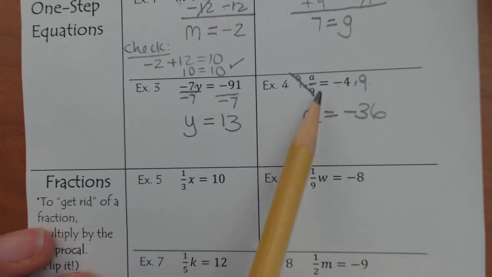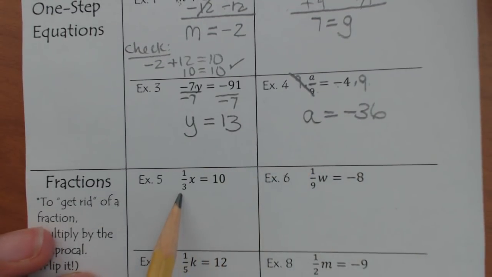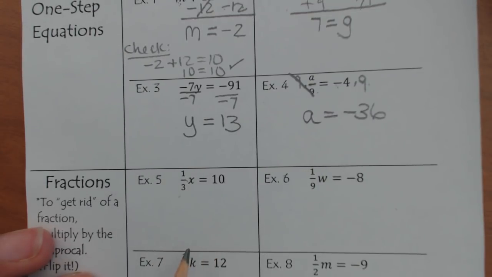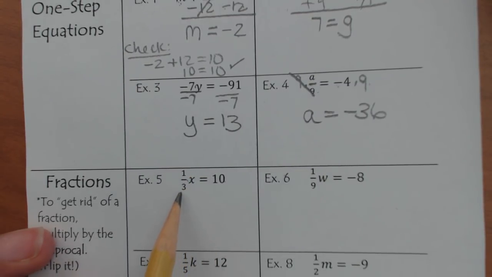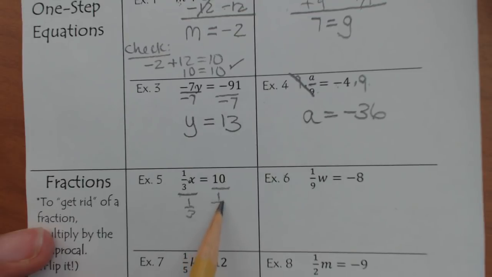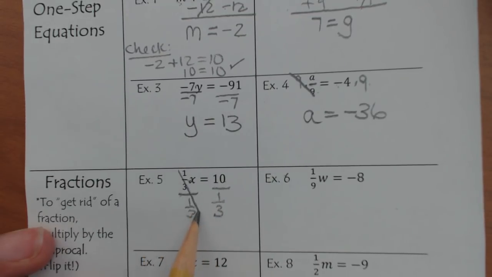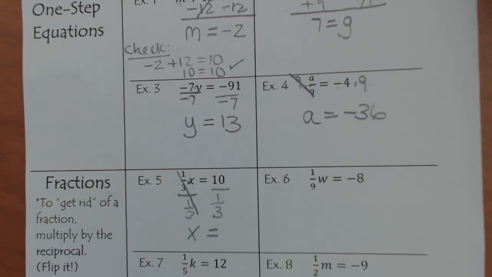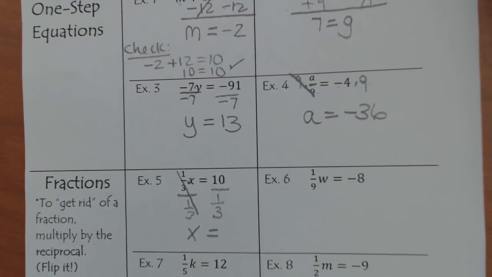Okay. Now this one looks a little bit different because this one is 1/3 times x equals 10. And so what we need to do here, since this is multiplication, is divide both sides by 1/3. And it does cross it out, and x is going to equal... I'm going to take a moment to talk about dividing by a fraction.